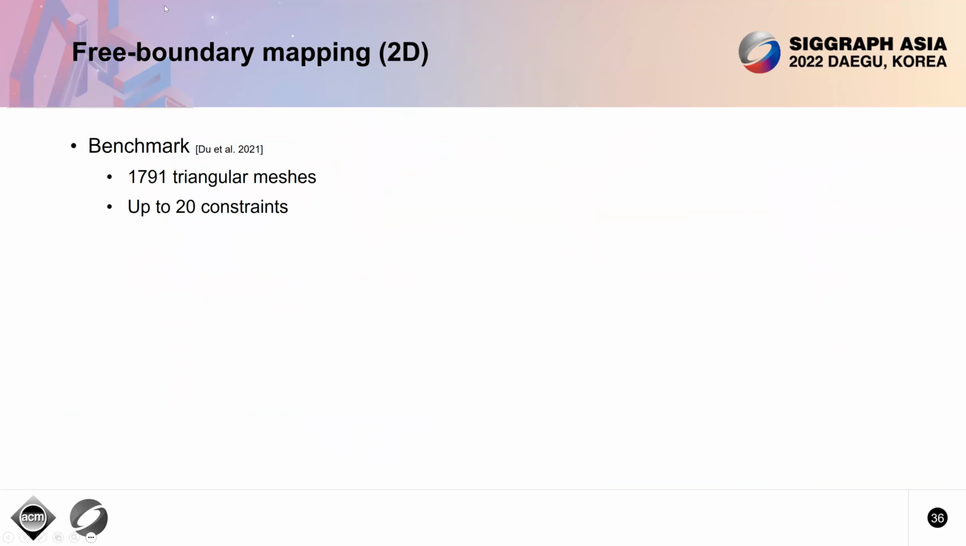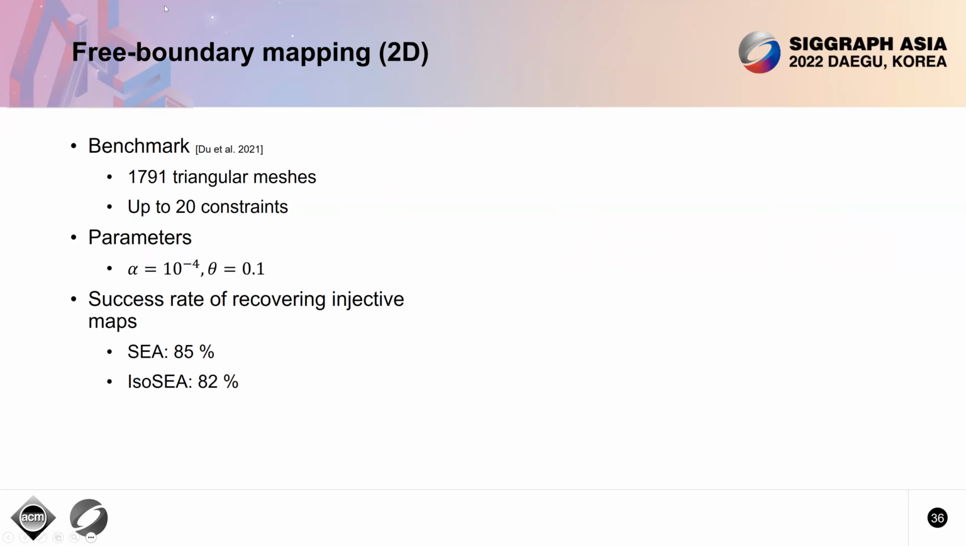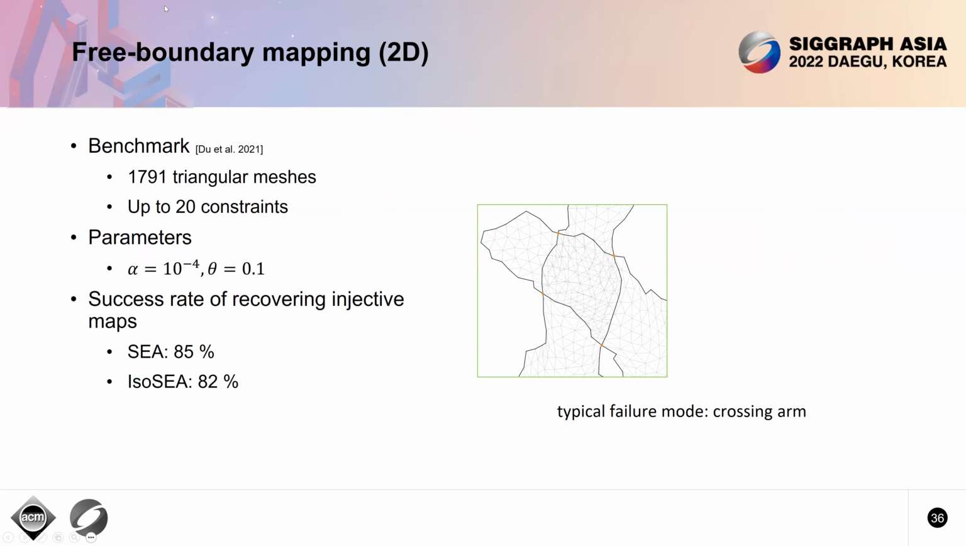We evaluate our Iso-ICEA energy on the benchmark released with the ICEA paper, which consists of nearly 1,800 real-world mapping examples. In each example, a source mesh is mapped to the plane with up to 20 positional constraints. We use the same alpha and theta parameters throughout the experiments. Iso-ICEA recovers injective maps for 82% of the benchmark examples, which is similar to the success rate of ICEA energy. For both energies, failures typically happen when different parts of the mesh cross over each other. We call this the crossing arm configuration.